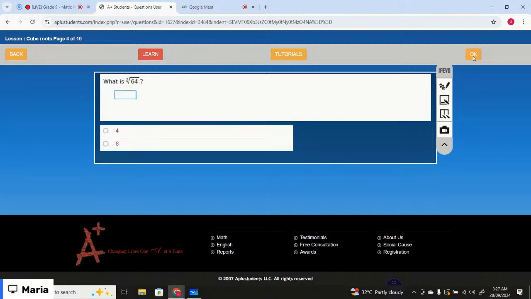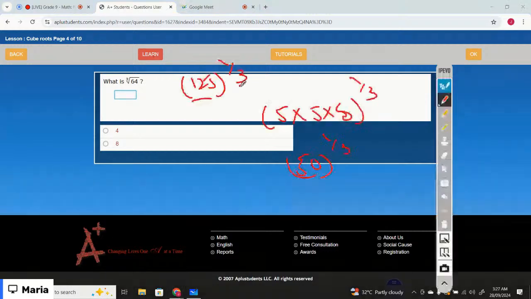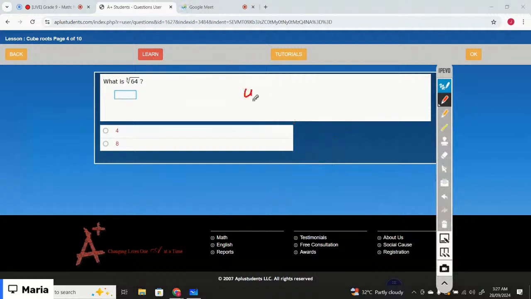What is the cube root of 64? So which is the correct option? You can write 64 as 4 times 4 times 4, right? You can write it as 4 cubed to the power 1 over 3. 3 and 3 cancel out. You are left with just 4. So the correct option is 4. Cube root of 64 is 4.